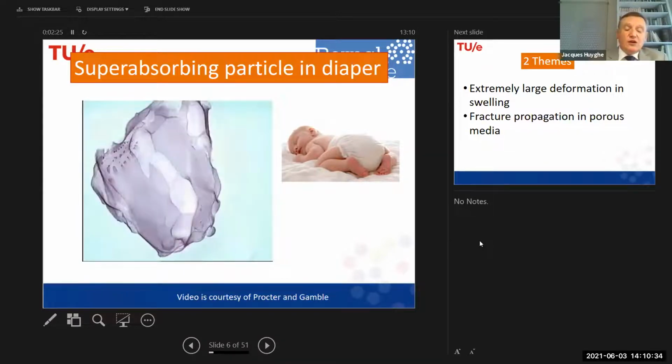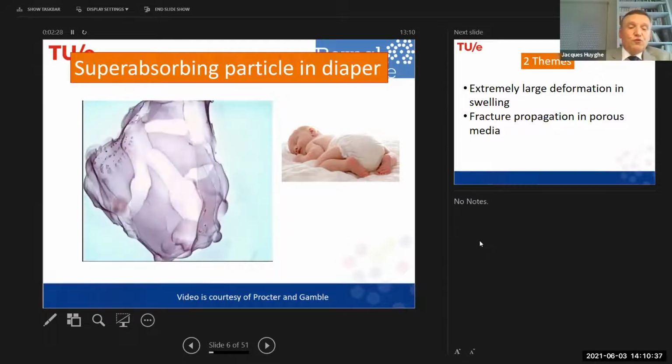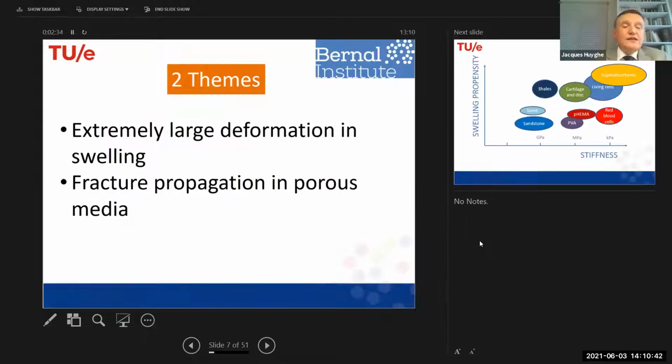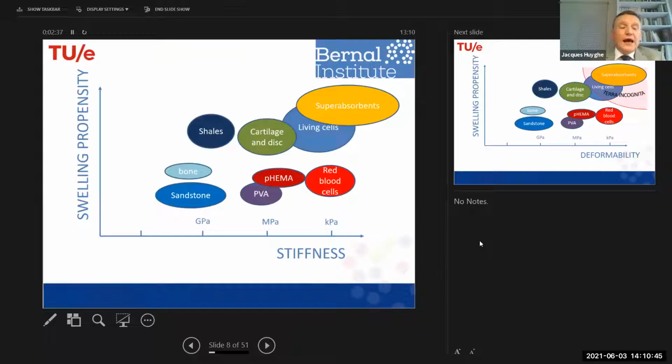But there are many other applications which we can think of to apply this technology of simulation of fracture and swelling. So we'll have these two themes in our presentation, and to give a little bit of context in which I'm presenting this work, I've been plotting the different porous media which have been discussed in this conference until now. And I plotted them on a 2D picture showing vertically swelling propensity and horizontally deformability.